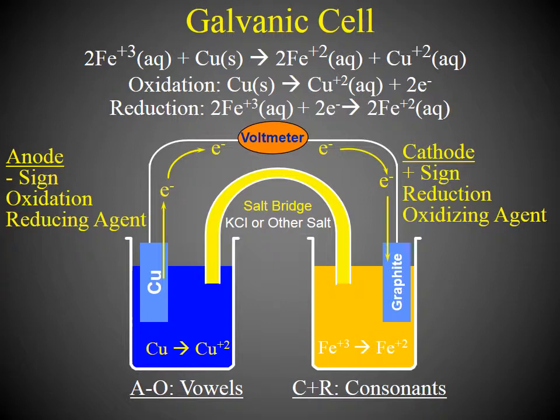Well, the potassium ions and the chloride ions are immediately pulled into solution on the anode side to counterbalance the copper 2 positive ion buildup. And on the cathode side, the potassium ions are pulled into solution to counteract the buildup of the negative anions. Now, the galvanic cell will continue to work until we have essentially used up all the copper and all the iron 3 that is in solution.